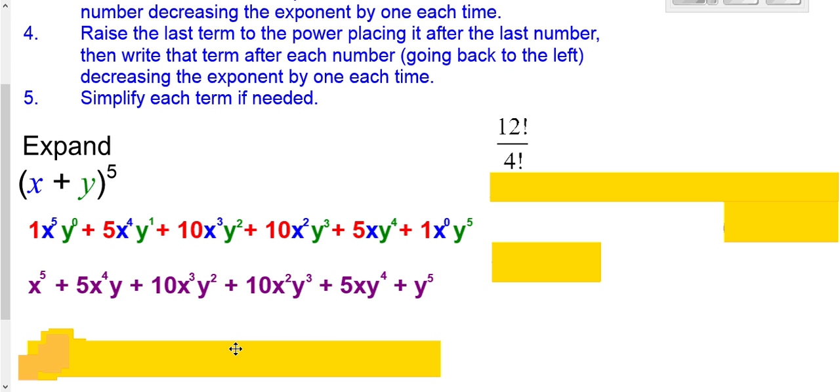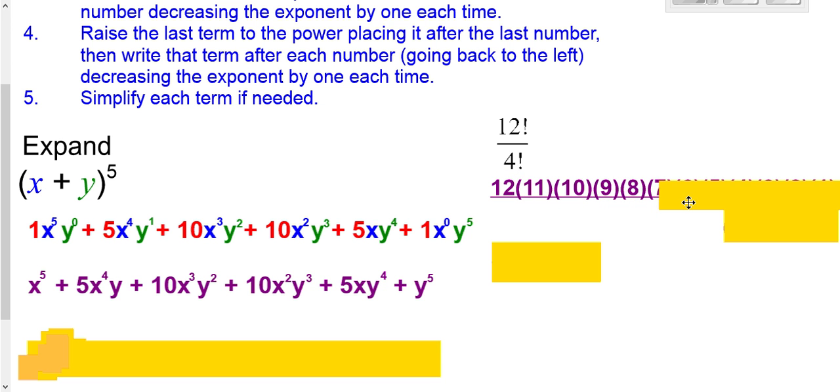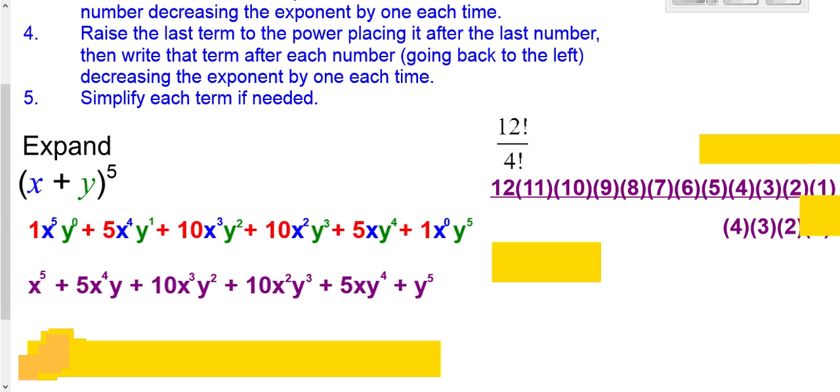That one does simplify. Now, a lot of times when you're doing Pascal's triangle with the binomial theorem, it will end up having all these simplifying a lot more, but in this case it doesn't. By the way, if you needed to work out 12 factorial over 4 factorial, remember 12 factorial is 12 times 11 times 10 times 9 times 8, all the way down to 1 over 4 factorial is 4 times 3 times 2 times 1.